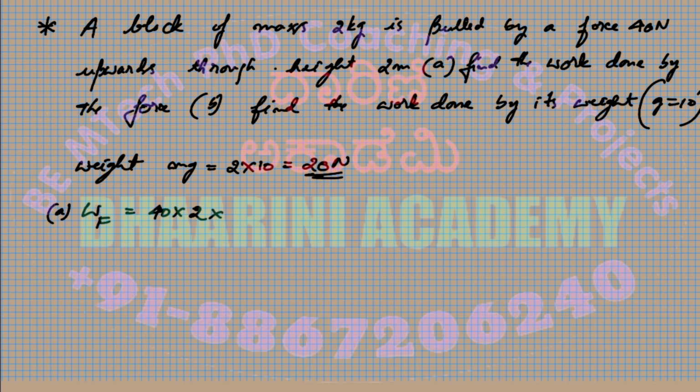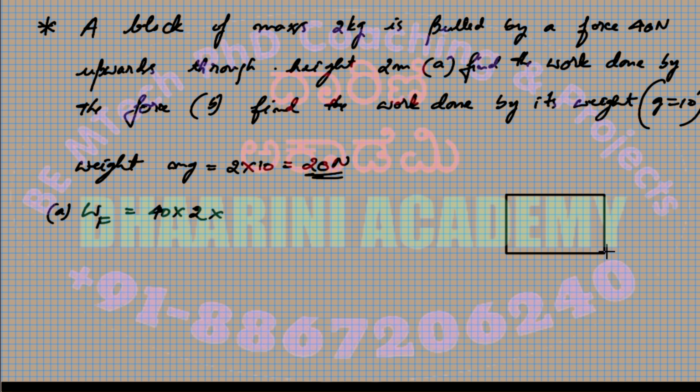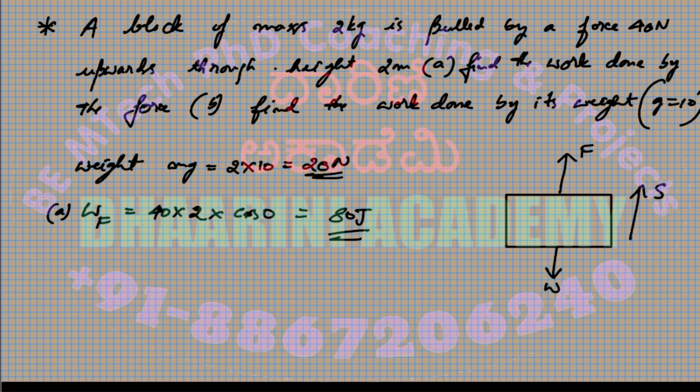Both are in the same direction. Okay, let me draw a diagram quickly. So this is the mass, this is the weight, this is the force, and this is the displacement. So force and the displacement are in the same direction. So 40 into 2 into cos 0. So this is nothing but 80 joules. Straightforward answer.